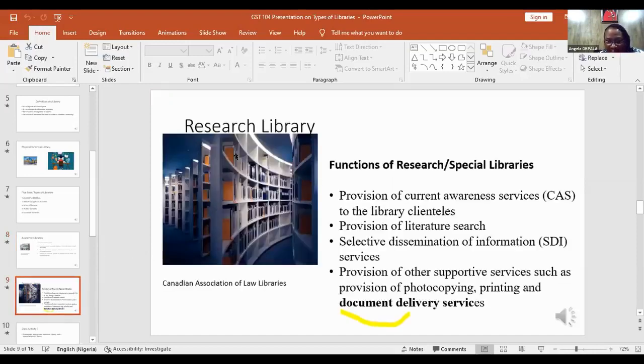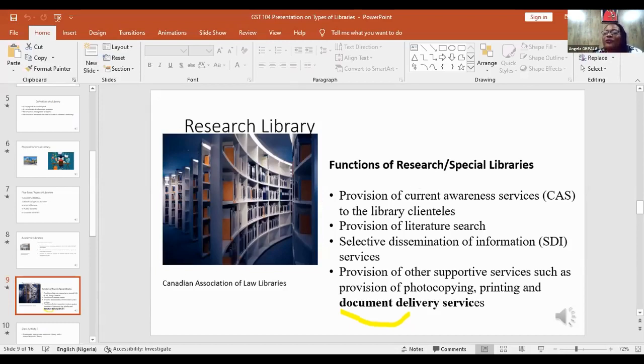Then you have the research library. If you look at this one, it's the Canadian Association of Law Libraries. This particular library can be said to be a law library, because law library is also categorized. Some people will say a law library can be an academic library, or it can be a research library. So this Canadian Association of Law Libraries is seen as a research library. As a special library, why? It is only for law students and for lawyers. Only them.